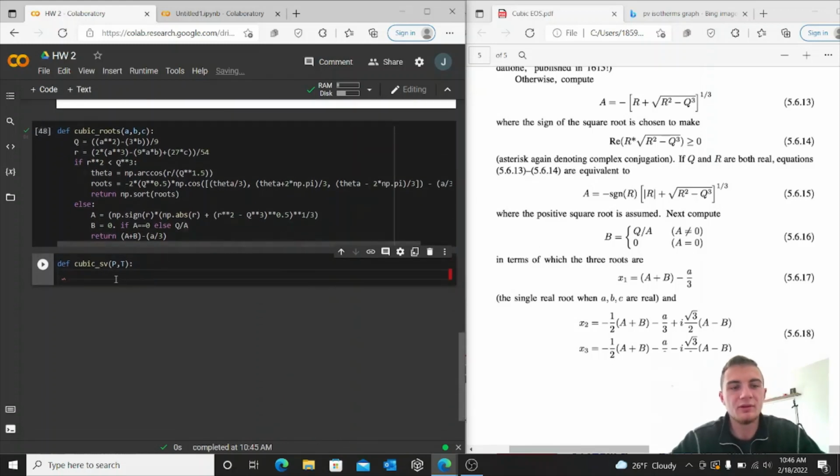And what we'll need to do here, if you'll remember, if you watched the second video, and I briefly talked about it at the beginning of this video, essentially what we did is we rearranged the general cubic equation of state in terms of compressibility, and we got a cubic polynomial in terms of the compressibility.